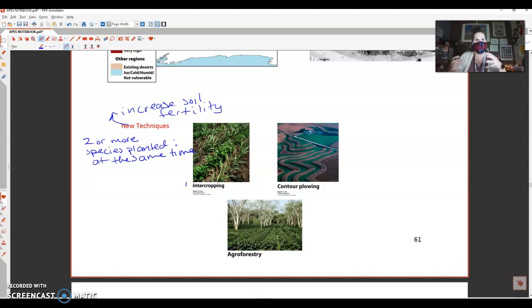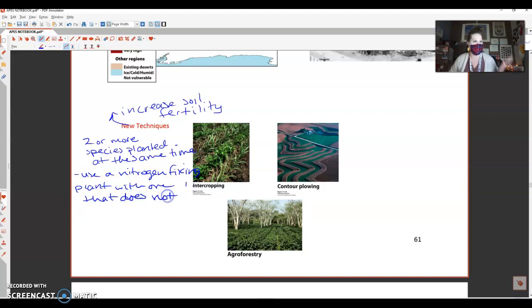What's great about intercropping is that you can use one plant that fixes nitrogen, and you can grow it alongside another plant that consumes the nitrogen. So it's like a give and take. Okay, so we can use a nitrogen fixing plant with one that does not. Okay.